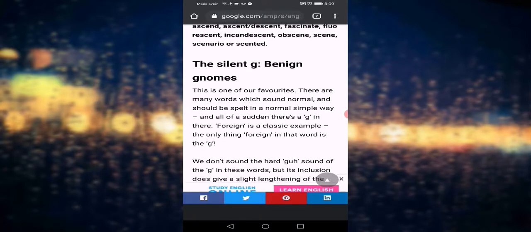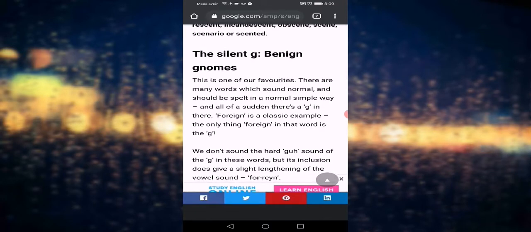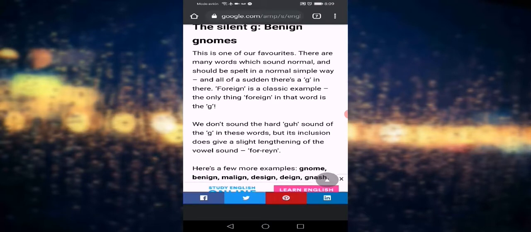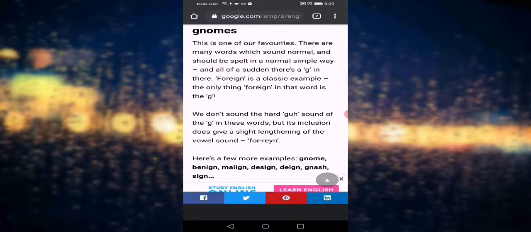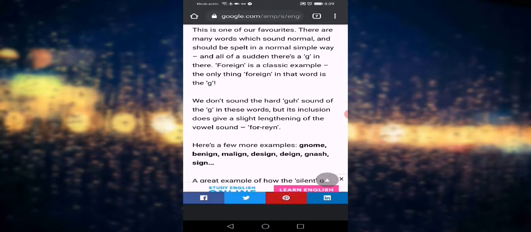The silent G. This is one of our favorites. There are many words which sound normal and should be spelled in a normal, simple way. And all of a sudden, there's a G in there. Foreign is a classic example. The only thing foreign in that word is the G. We don't sound the hard G sound of the G in these words, but its inclusion does give a slight lengthening of the vowel sound, for example in reign.